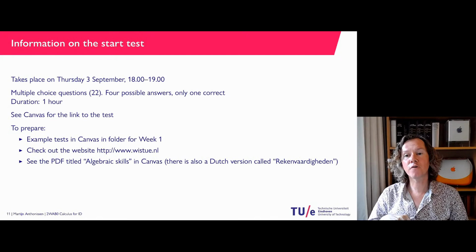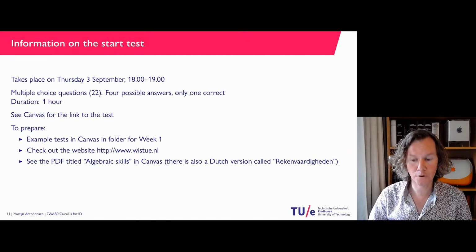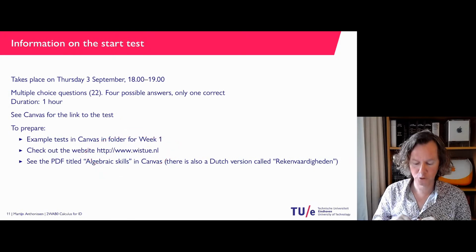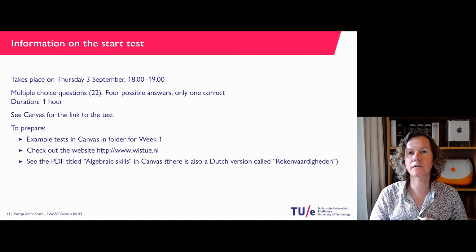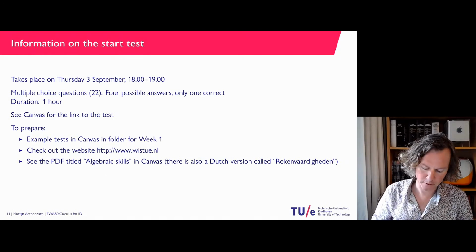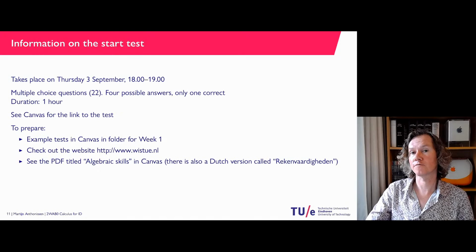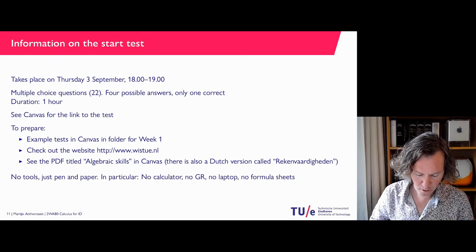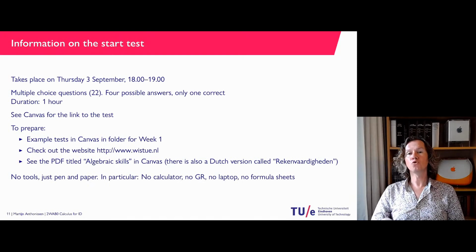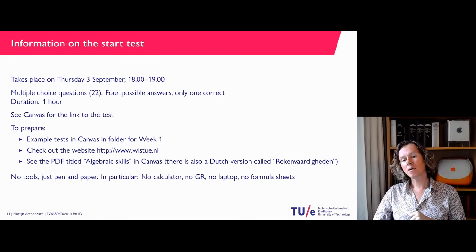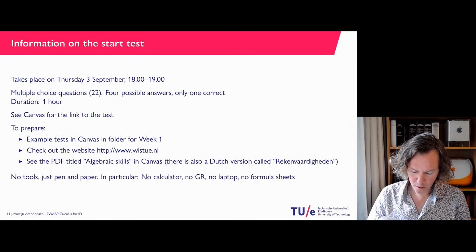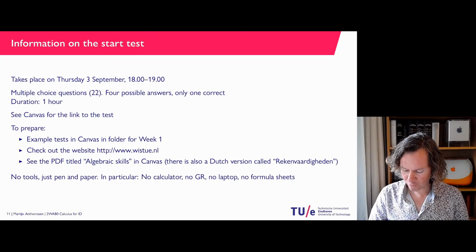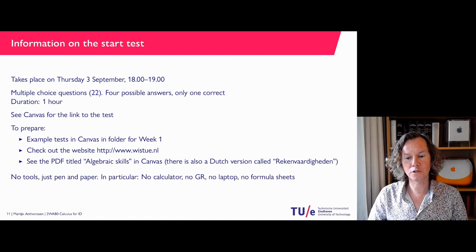And to prepare, you can find material in Canvas already. There is also this website where you can go to. The link is also in Canvas. And in study materials on Canvas, there is also a PDF, algebraic skills, and there is also a Dutch version called rekenvaardigheden, and you can find more information about that. So this is basically the high school mathematics stuff that you already studied in high school. You can have no tools, it's just pen and paper. You can have some scratch paper, but you cannot have a calculator. So no calculator, no graphical calculator, no laptops, no formula sheets, nothing like that.